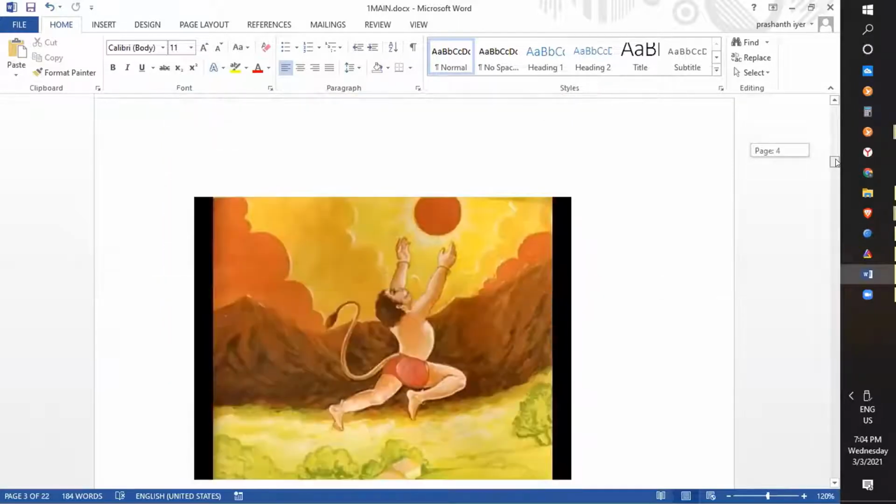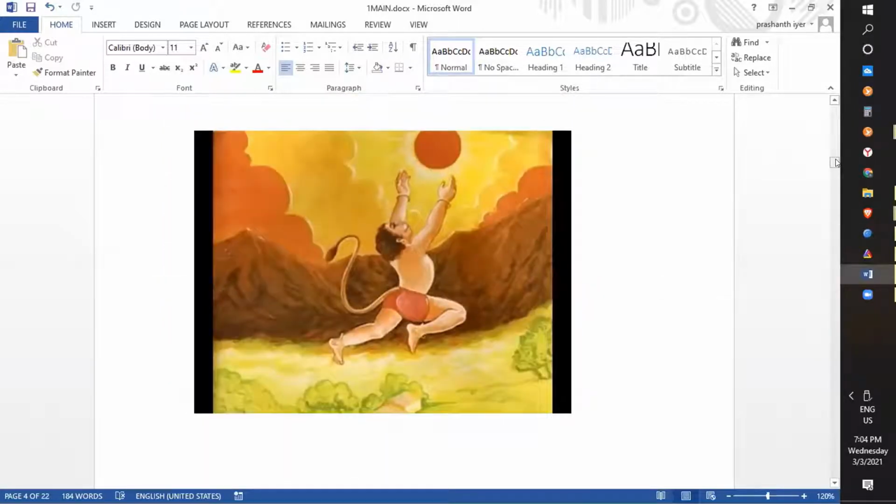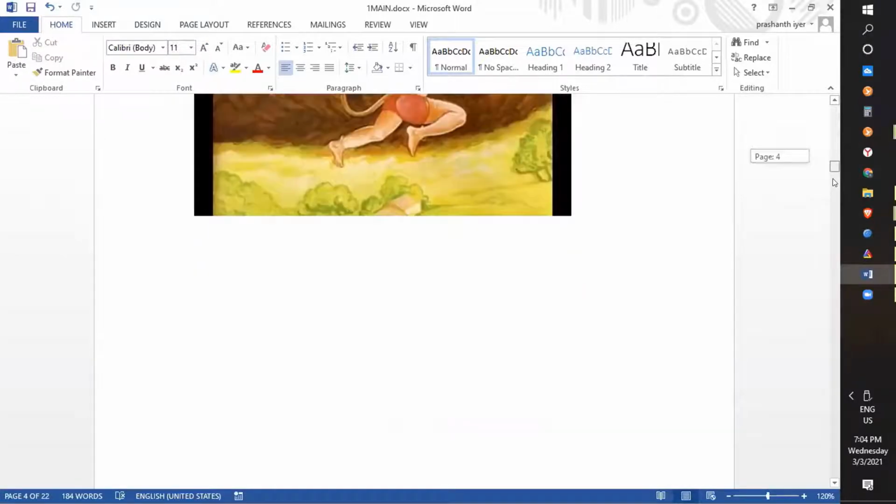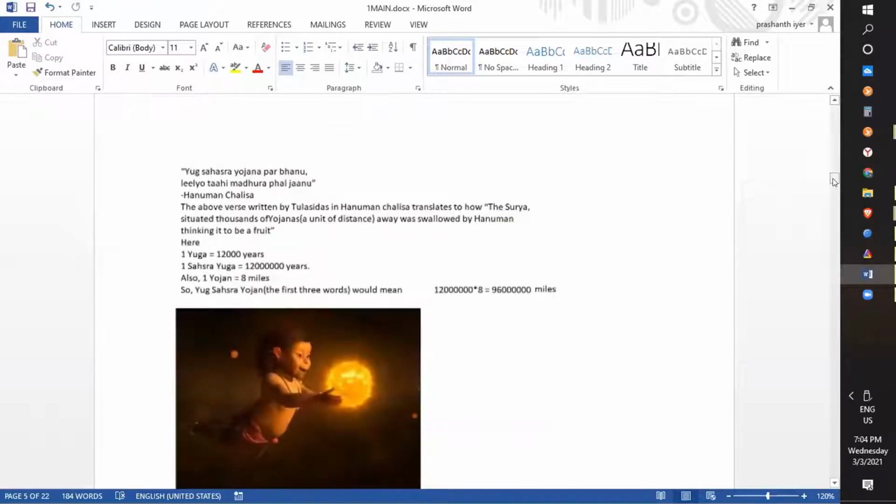When he was actually very young, he thought that the sun was a fruit. This was an old verse, a Sanskrit saying: Yug Sahastra Yojan Parvanu, Liliu Tai Madhurfal Janu. So he thought that the sun is a fruit, and he wanted to grab it. But technically, you cannot fly to that particular area, right? Nobody can fly there.